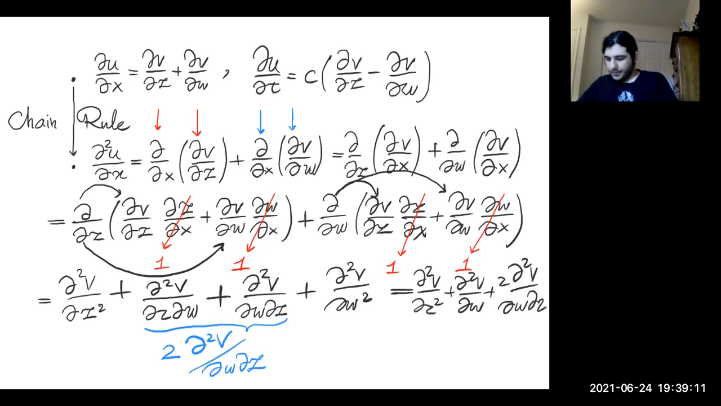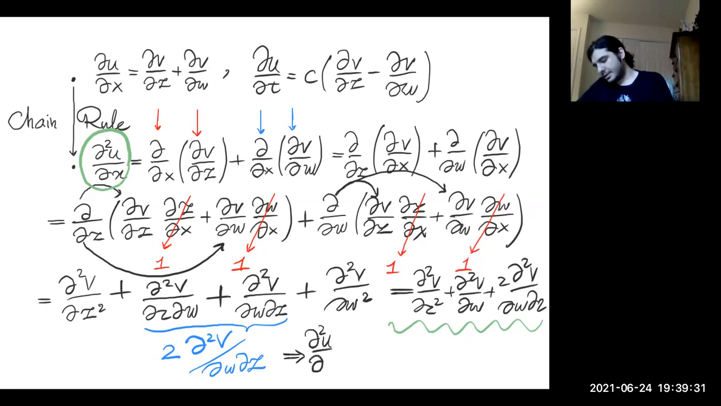So where did we start? This was our starting point. Second derivative of u with respect to x, and this is our ending point. This is the final point. So let's write these things next to each other. It means second derivative of u with respect to x is equal to this thing.